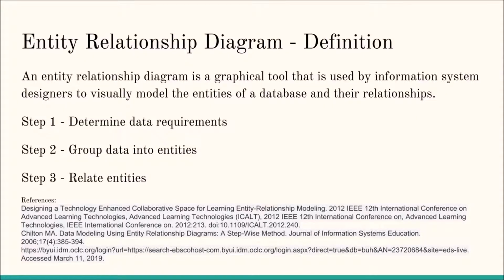An entity relationship diagram is a graphical tool that is used by information system designers to visually model the entities of a database and their relationships. It is used to help improve the overall understanding and design of relational databases.